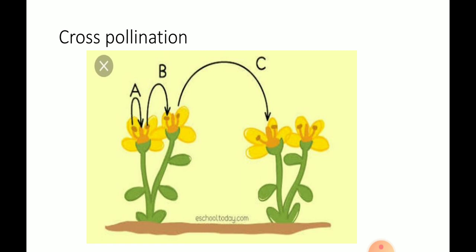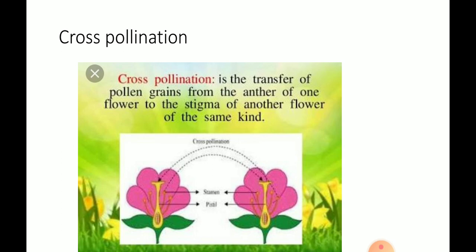From the picture you can understand it very clearly. That is, it is happening between two or more plants. Here in the picture you can see that the pollen grains are transferred from one plant to another plant of the same kind. It is known as cross-pollination. This type of pollination requires carriers or agents such as insects, birds, wind and water. Apples, tulips and maples are some examples of plants that show cross-pollination.